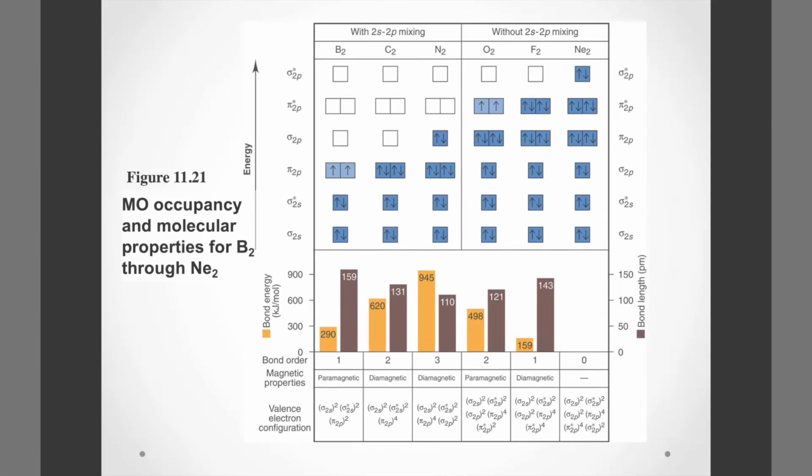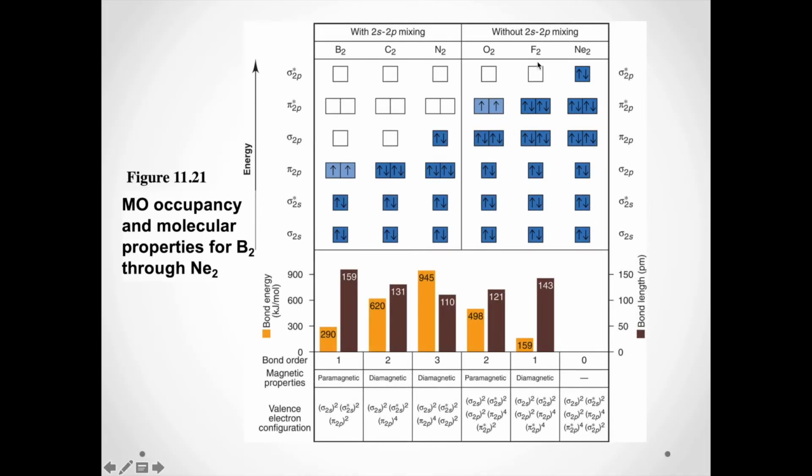Let's say we have fluorine, F2. So where is the HOMO, the highest occupied molecular orbital? The HOMO for F2 is the pi star 2p, while for the LUMO, the lowest unoccupied molecular orbital with no electron at all, it is sigma star 2p here.